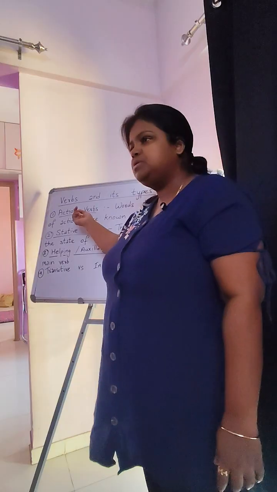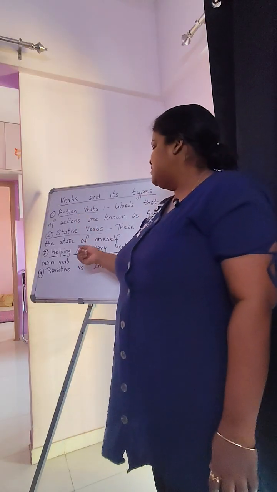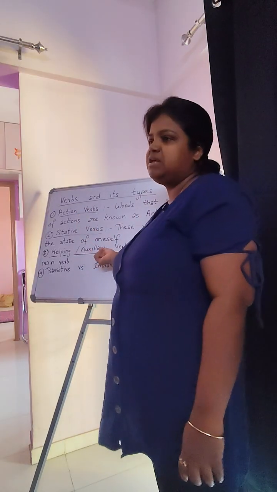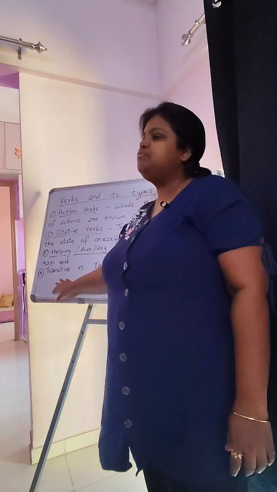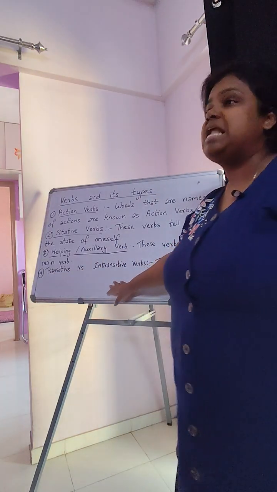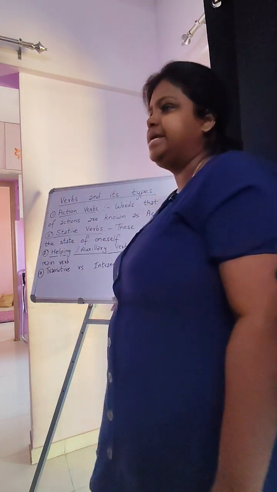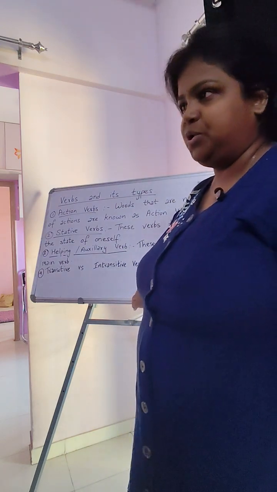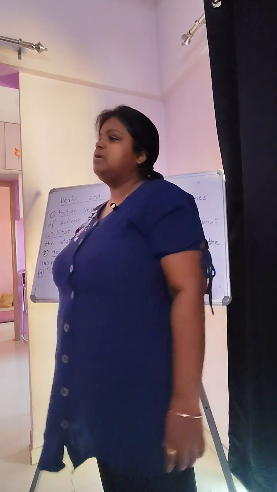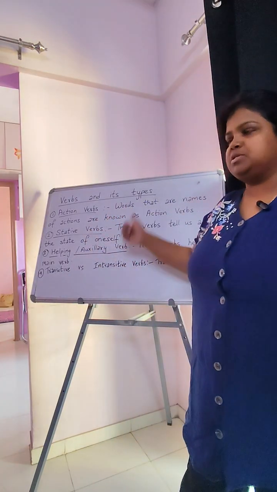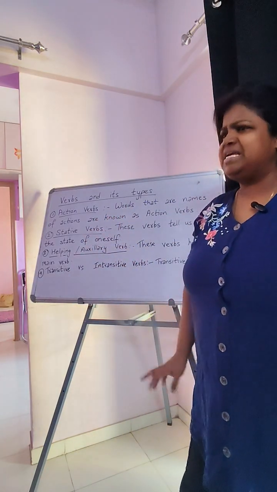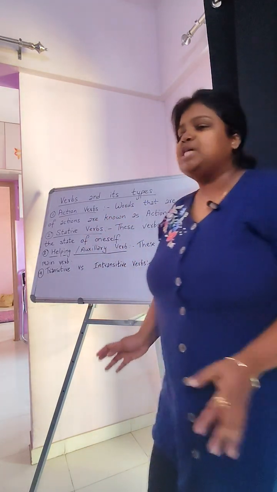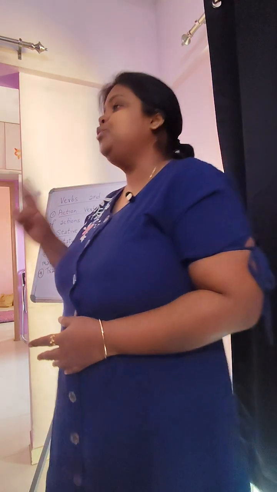So we have action verbs, we have stative verbs, we have helping, also known as auxiliary verbs. We have transitive versus intransitive verbs, and the last one which I've not written on the board yet is the modals. Okay, these are 5 types of verbs that we are going to cover. Now let's begin with the first type, which is action verbs. Actions are simple, the actions that we do. Now action verbs can be further divided into 2 types.